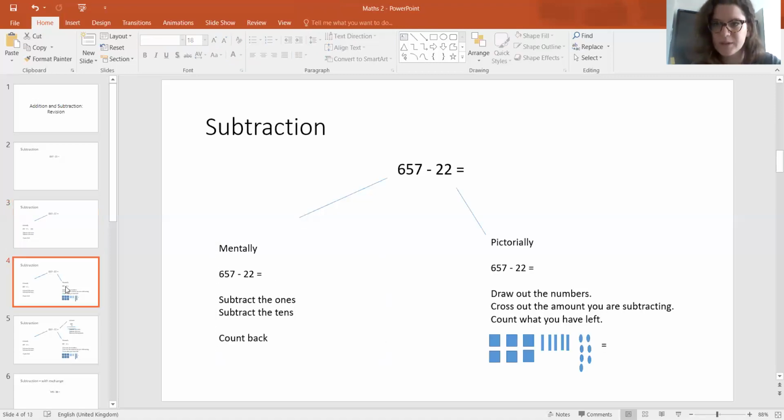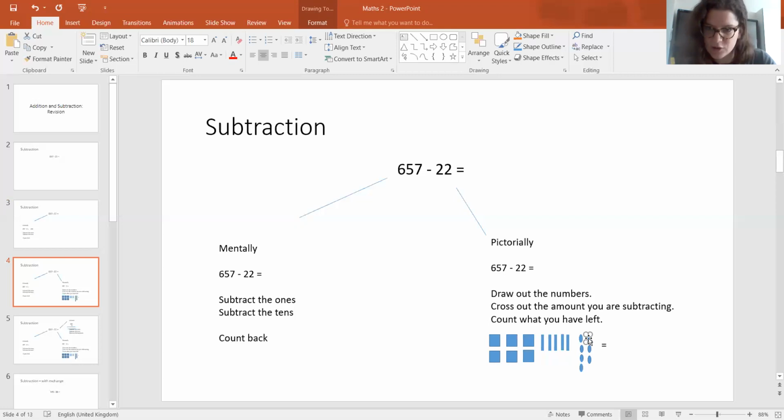If you find that a bit tricky, you could figure out the number sentence pictorially, which means you would draw the number out. To do subtraction pictorially, draw out the larger number, so that would be 657. And then I'm just looking at my ones. Do I have 7 ones there? 1, 2, 3, 4, 5, 6, 7. Yes, I do. Draw out the first number pictorially, and then you need to cross out the amount you are subtracting. You could cross these out, but it's quicker for me to delete them.